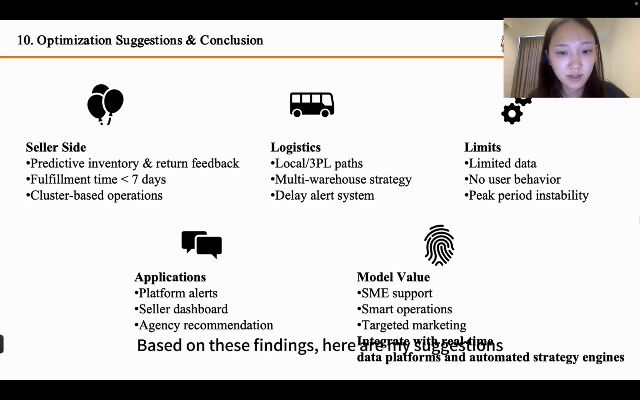Based on these findings, here are my suggestions for sellers. Use predictive inventory tools. Ensure fulfillment is within 7 days. Analyze return feedback regularly. Tailor strategies based on performance cluster. For platforms, offer localized or 3PL warehousing, and build real-time efficiency dashboards. Set alerts for fulfillment delays.